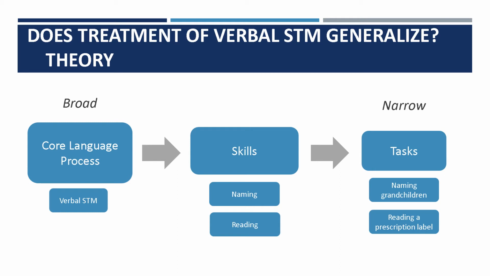Next, we will review whether short-term memory treatment can generalize. If treatment focuses on a core language process, then it can potentially generalize to other skills and tasks. For example, treating verbal short-term memory can theoretically generalize to skills like naming and reading, as well as tasks like naming grandchildren and reading a prescription label.